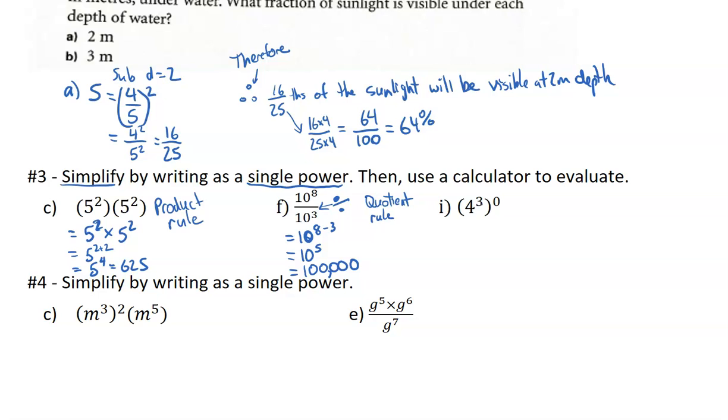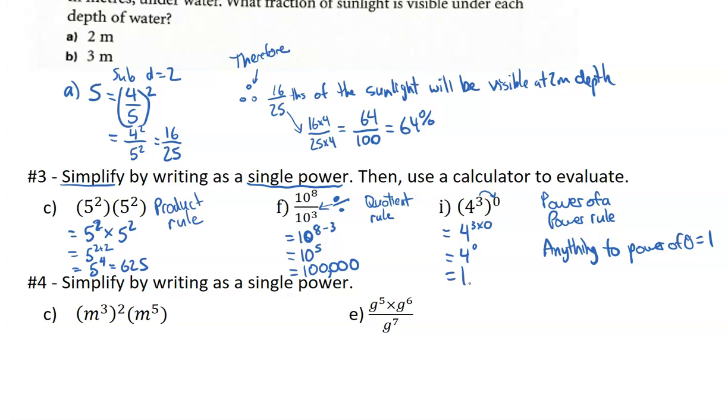Question 3i says 4 to the power of 3, to the power of 0. Now if we have a power to another power, we know that's another rule, called the power of a power rule. And what do we do when we have a power inside brackets to a power outside the brackets? We multiply them together. So 3 times 0 gives me 4 to the power of 0. And anything to the power of 0, could be anything at all, is equal to 1. So this is going to be 1.